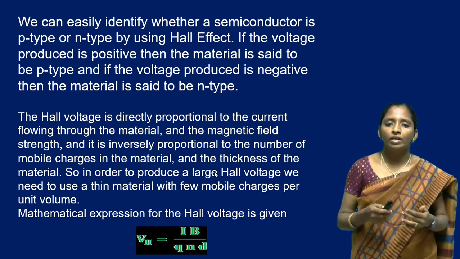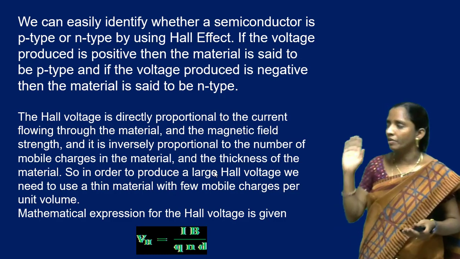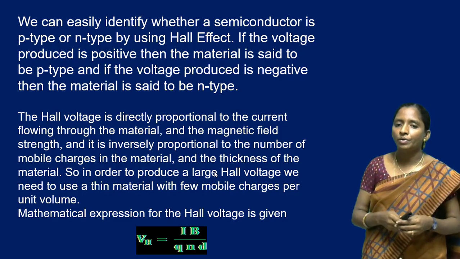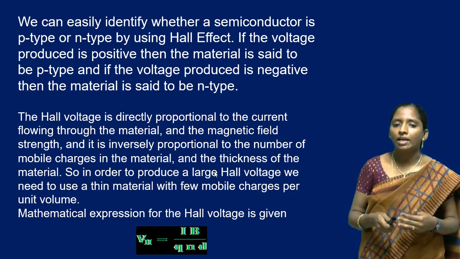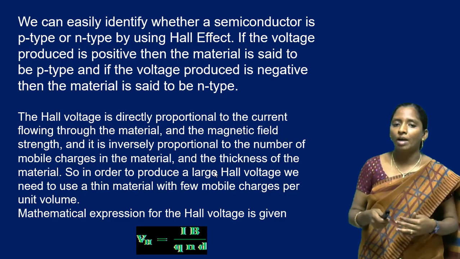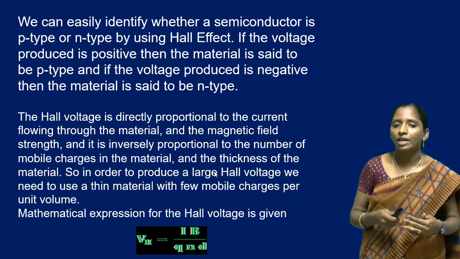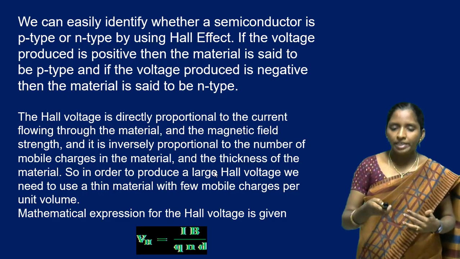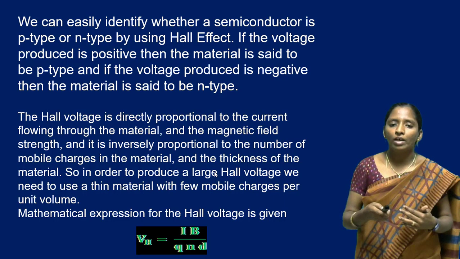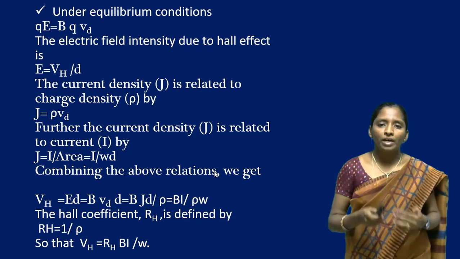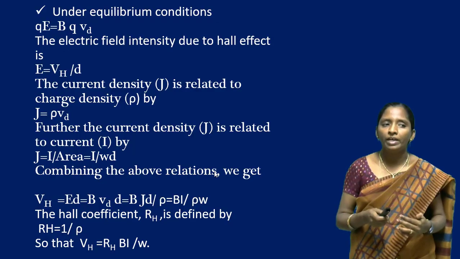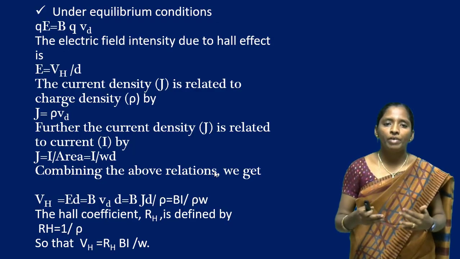This is the equation for the Hall voltage: VH equal to I into B by q into n into d. Where I is the current, B is the applied magnetic field, q is the charge, n is the number of charge carriers, and d is the distance or area of the current carrying material. In equilibrium conditions, QE equal to B into q into VD. The electric field intensity due to the Hall effect is given by E equal to VH divided by d.